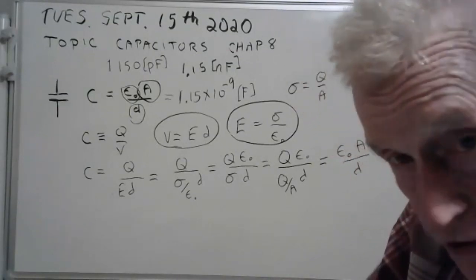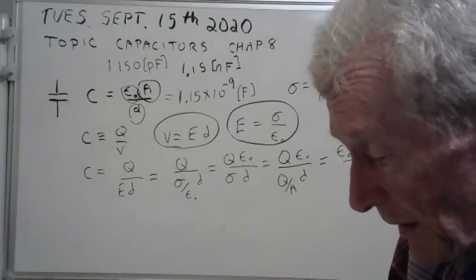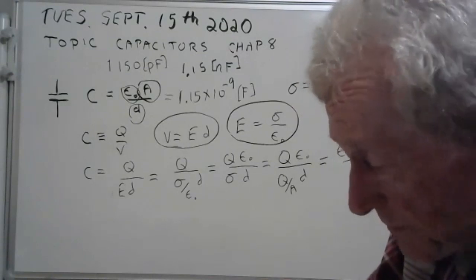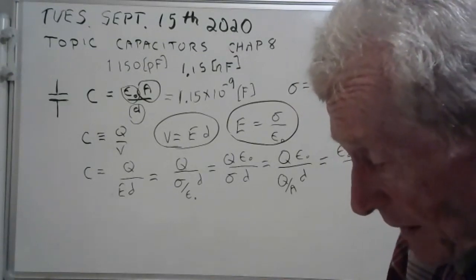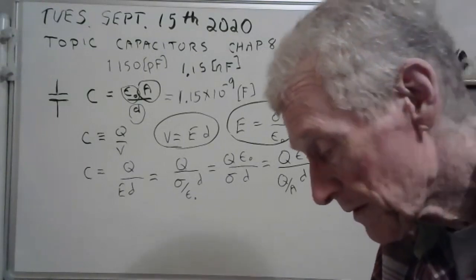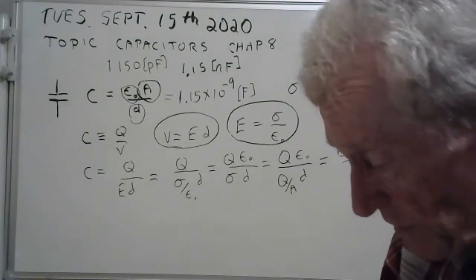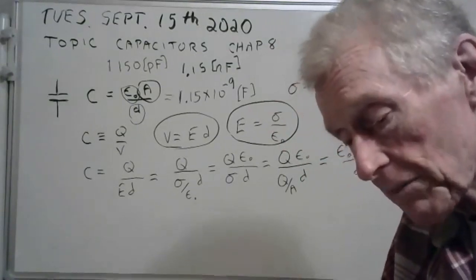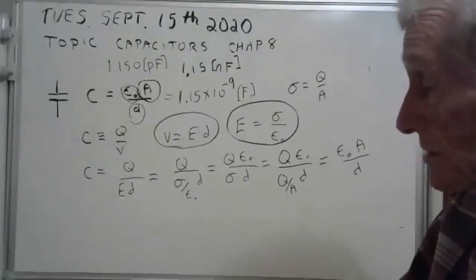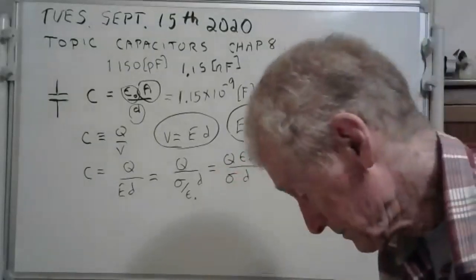Now they have different shapes. They have cylindrical and spherical capacitors. And of course, you get a different formula when you have those. But our next topic is when you put capacitors in series and in parallel. So let me do that now, unless you have a comment or question.